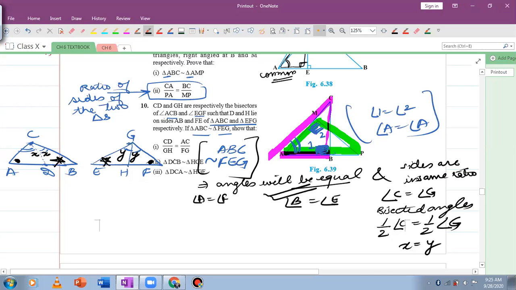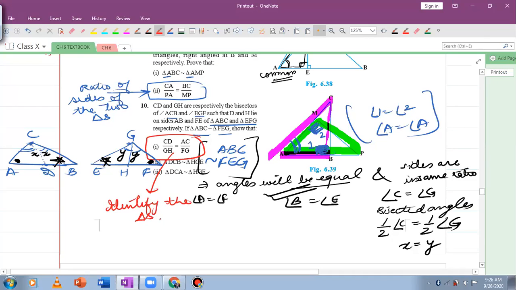Now look at the first part of the question that you need to prove. You have to prove the ratio of some line segments equal to each other. So CD over GH is equal to AC over FG. If you can identify to which triangles these two belong, identify the triangles to which these belong and prove the similarity of those two triangles.